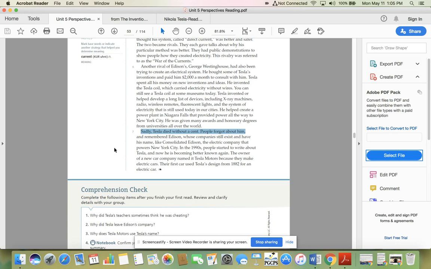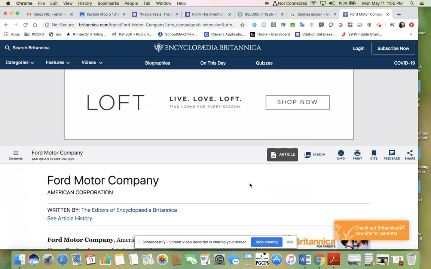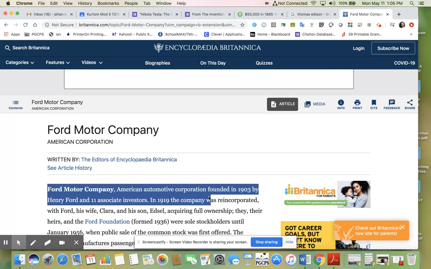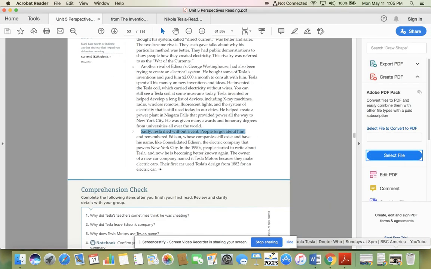Their first car used Tesla's design from 1882 for an electric car. Now, earlier in our virtual classroom, we also talked about the very first car company in the United States was Ford Motor Company. And if you look here, it says Ford Motor Company was founded in 1903. Okay. If you go back to this article here, Tesla's first car design was from 1882.